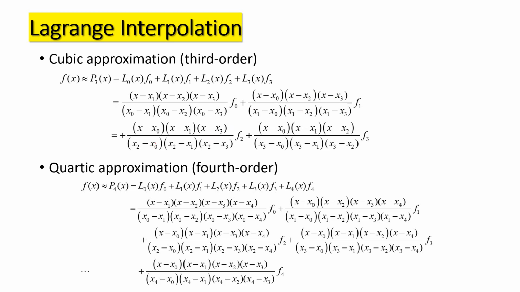And then for L2, it will be x2 minus the points not from number 2. So minus x naught, minus x1, minus x3. For the numerator, you replace all the x2 here by x. For L3, it's x3 minus the points not from number 3. So minus x naught, minus x1, minus x2. And then you replace x3 here by x in the numerator. So the same concept can be extended to fourth order approximations.